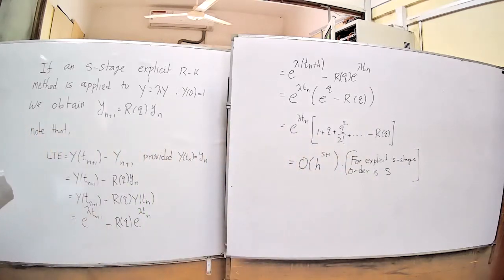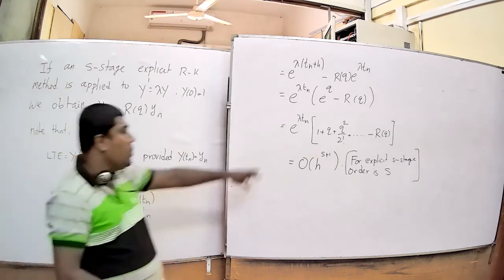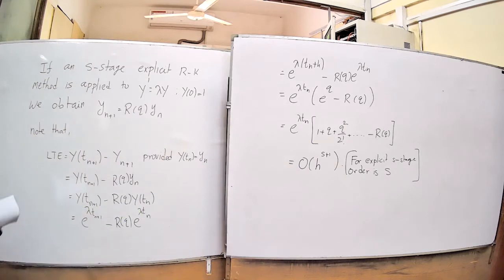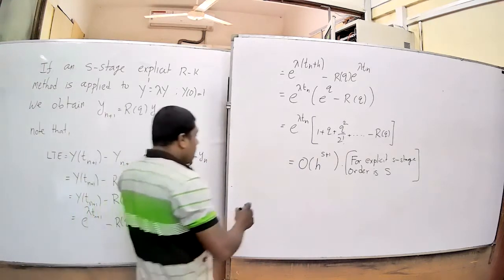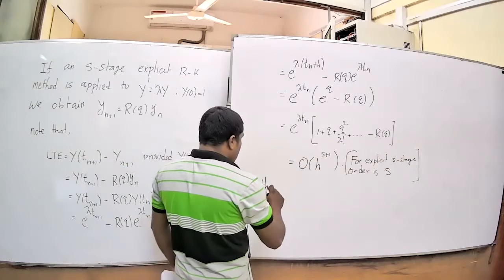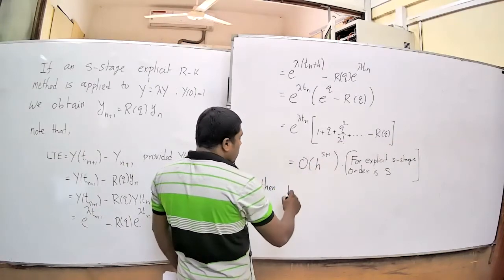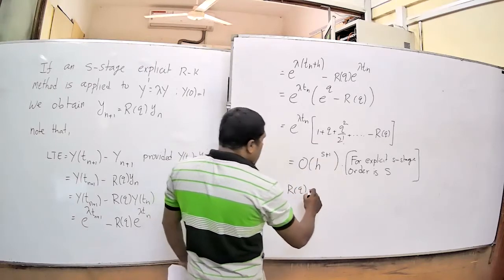For the s-stage explicit method, the maximum order can be s. So the maximum, this has to be of order s plus 1. If this has to be of order s plus 1, then it should be identically at s plus 1. So then your R(q) must be of this form.